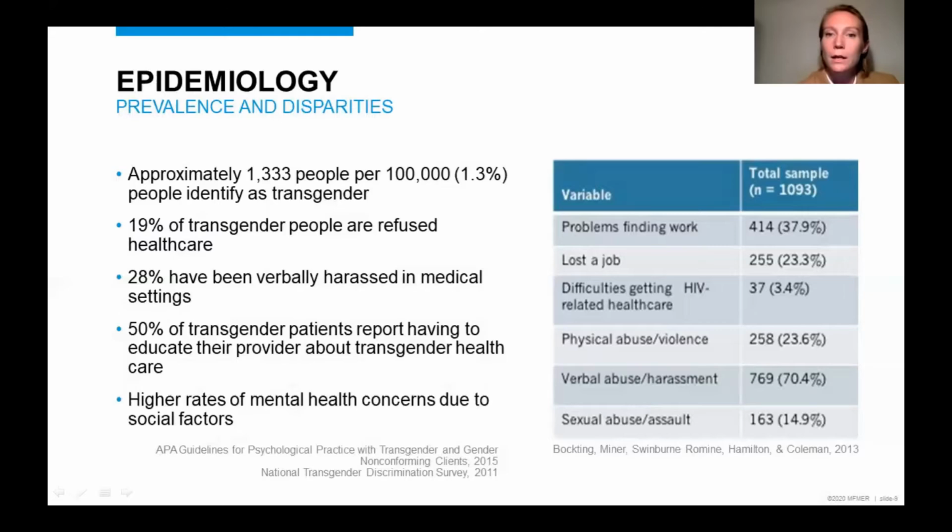Looking also at social conditions, a study conducted at the University of Minnesota in 2013 found that out of a sample of over 1,000 transgender respondents, about 37% had trouble finding work, and 23% had lost a job. About 24% had experienced some sort of physical assault, about 70% have experienced verbal abuse in their lifetime, and sexual abuse was about 15%. So this is really a community that has experienced a lot of trauma and a lot of hardship in our society.